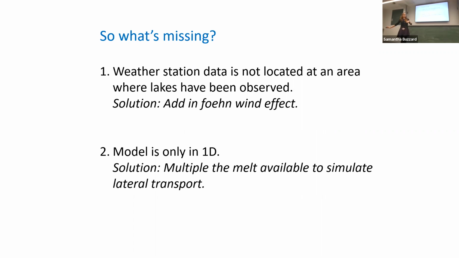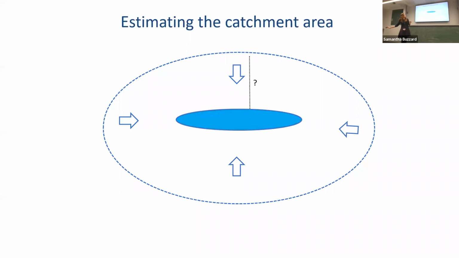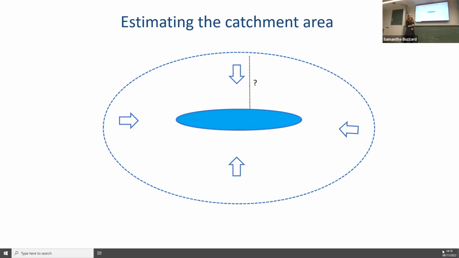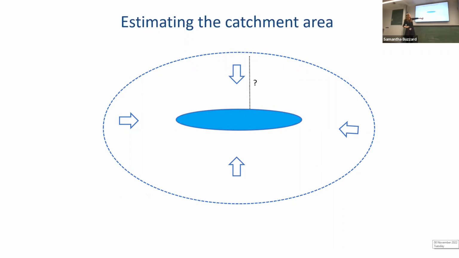So what we did, because we didn't want to move away from a 1D model because that would have been way too complicated for the time that I had in my PhD, was to essentially multiply up the melt that we saw happening in one area, and assume that the surrounding area had similar conditions and that all that water was going to then pool within topographical lows. So essentially we had to estimate the catchment area of a lake. If we think that all of this area is going to experience similar melting, I can say, well, how much water within this white catchment area is going to end up within the lake area.